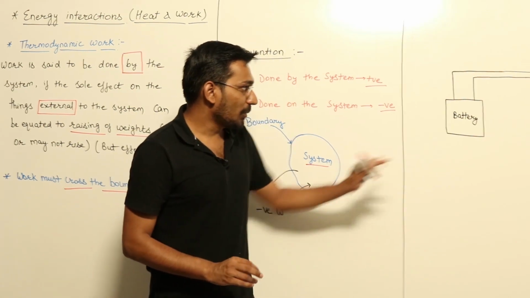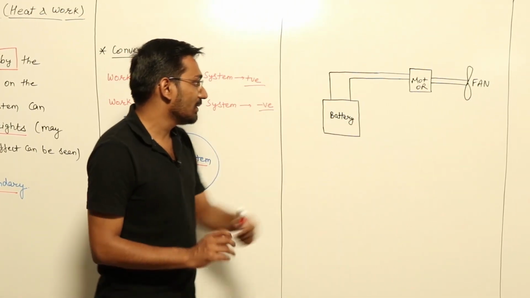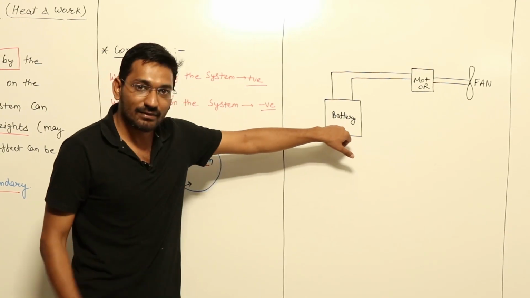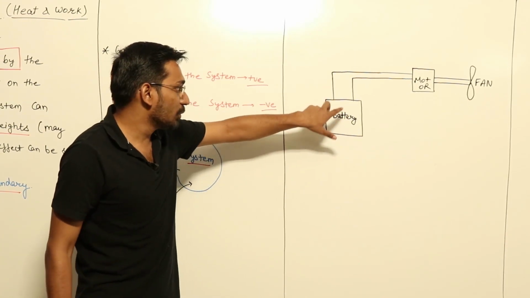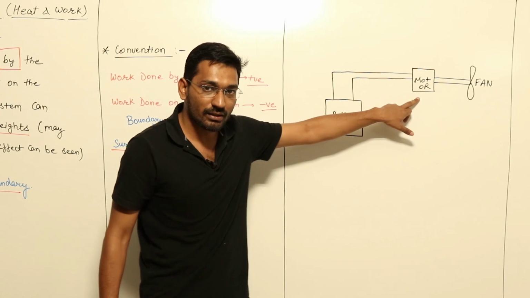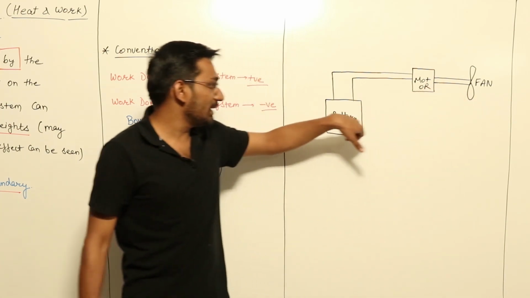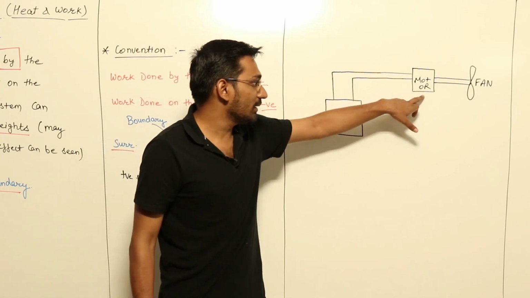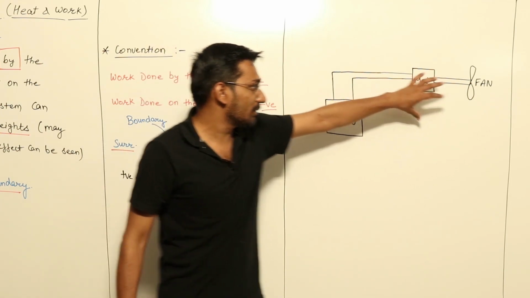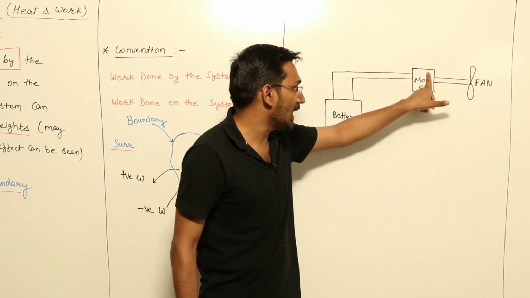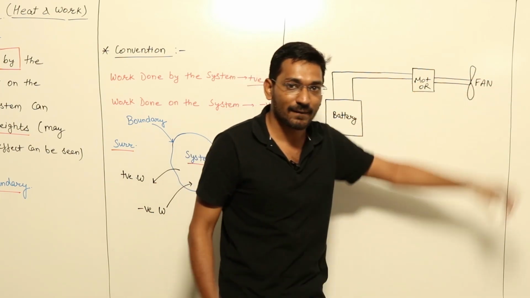Right. Suppose we are taking this example. Suppose we have a battery. Through the battery we are connecting this motor, and with the help of this motor we are connecting one fan. When we switch on this battery, this motor will start rotating, and with the help of this motor this fan will start rotating.